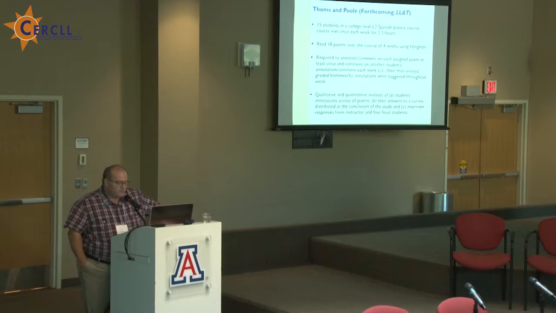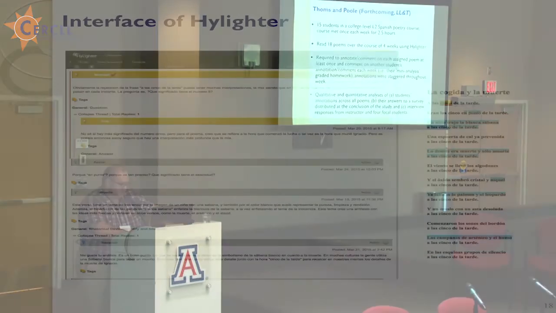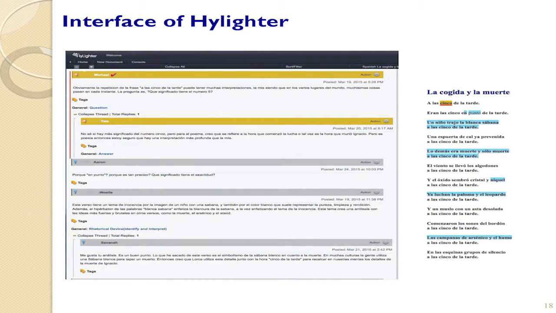We carried out qualitative and quantitative analyses of students' annotations across all poems. We also looked at their answers from a survey distributed to the entire class, and also looked at the interview responses from the instructor and some focal students. Here's the interface for Highlighter. Again, we have the text on the right. Students are annotating it. It's creating this sort of threaded discussion over there on the left.